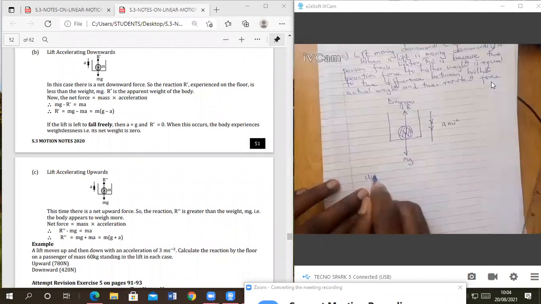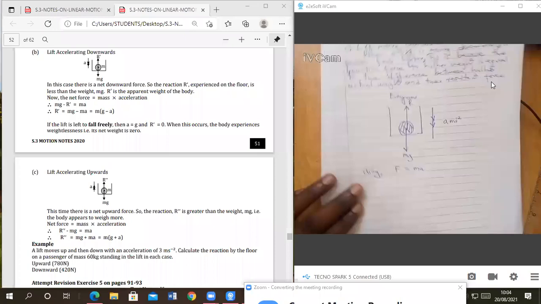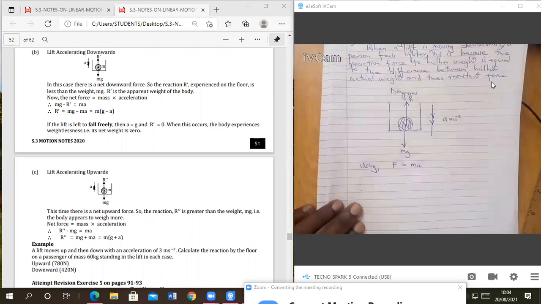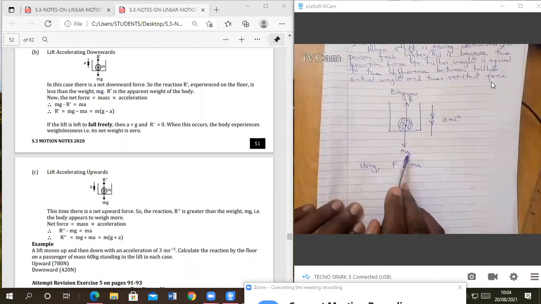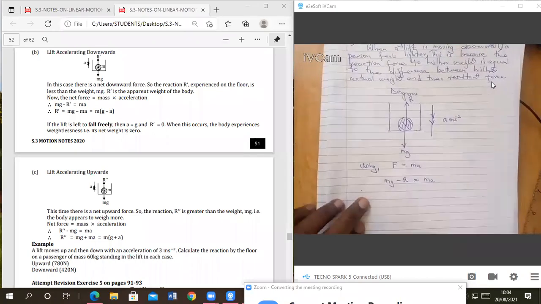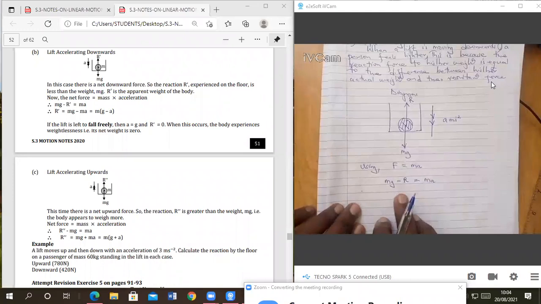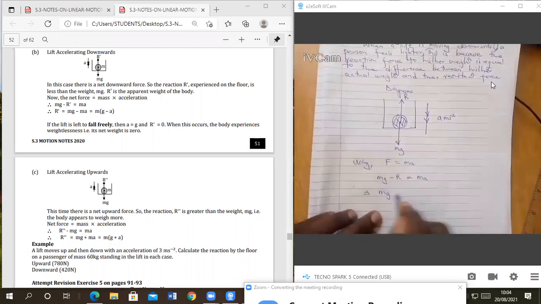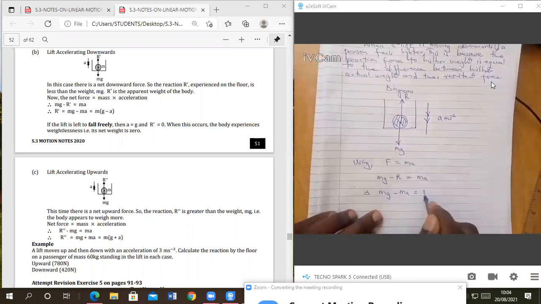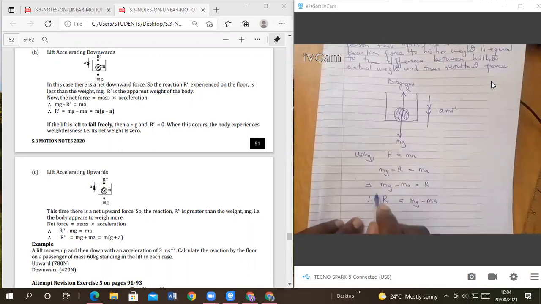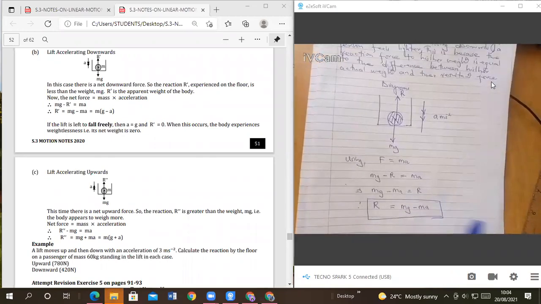So we come and say using F is equal to MA. In this case, our resultant force, this time the lift is moving downward, so this is going to be the weight. So it's going to be this force minus that, mg minus R equals MA. When I make R the subject, taking R this side and bringing MA this side, we have mg minus MA equals R. Therefore, the reaction R will be equal to mg minus MA. So that's what we are talking about here.